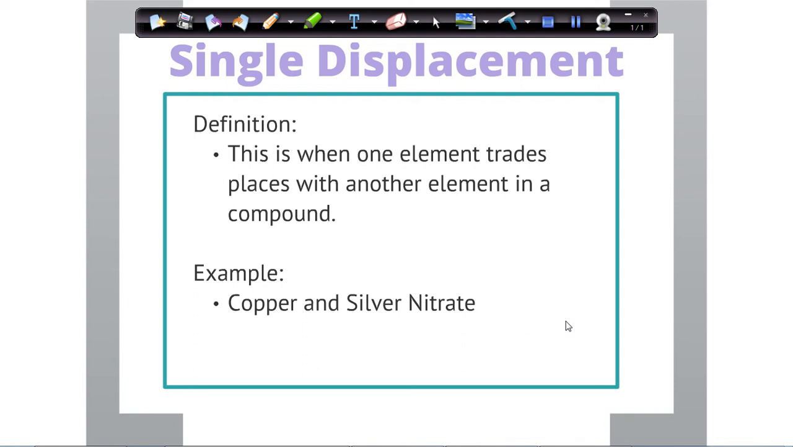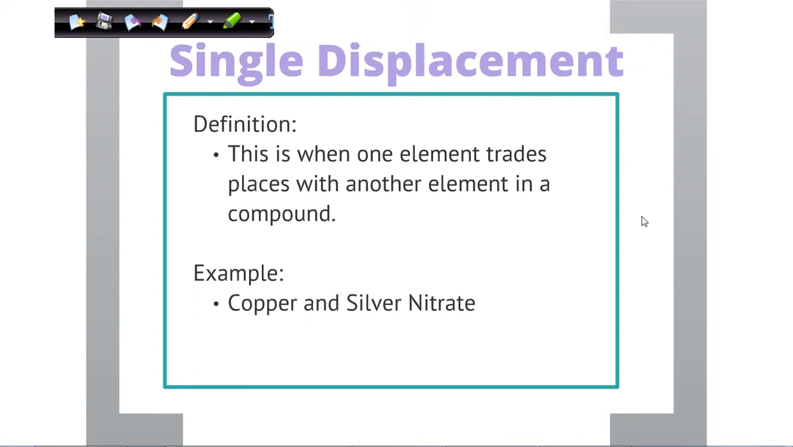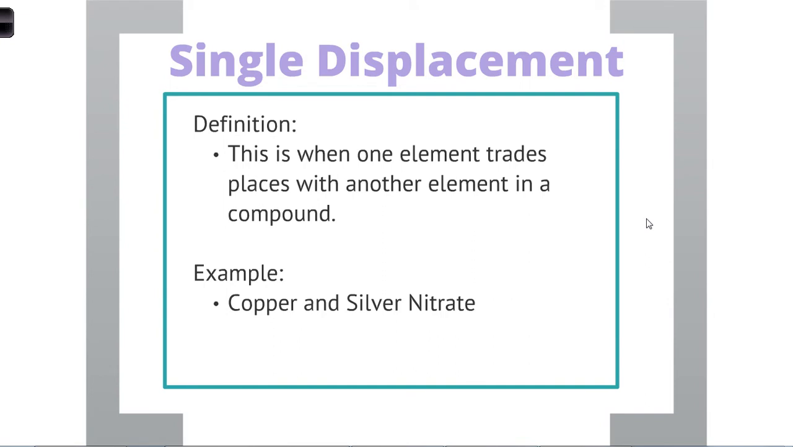Okay, in this tutorial I'm going to look at another type of reaction. This type of reaction is called a single displacement reaction. So the definition is when one element trades places with another element in a compound. And our example is when we add copper to silver nitrate. So guys, just before I go into this, I'll show you a little video of that example.